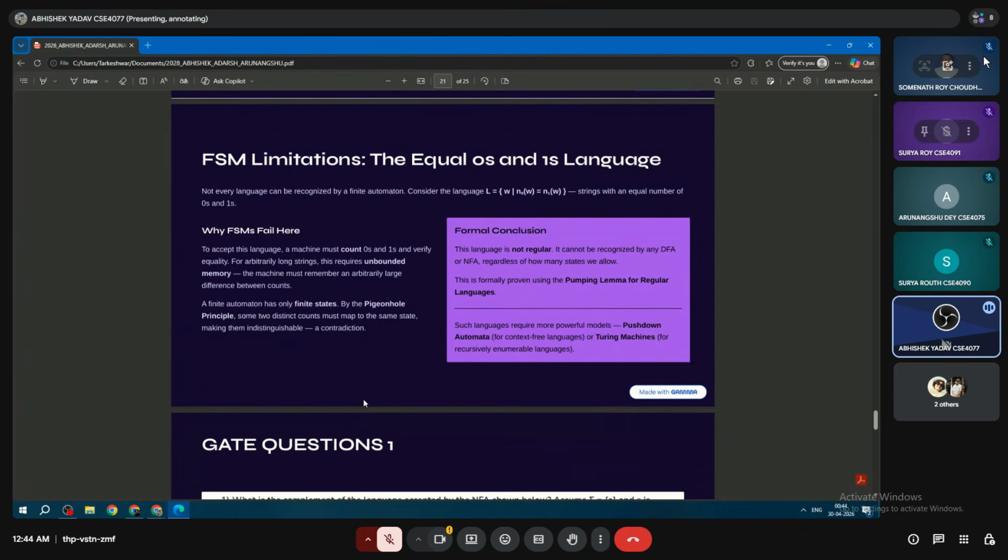To accept this language, a machine must count zeros and ones and verify equality. For long strings, this requires unbounded memory. The machine must remember an arbitrarily large difference between counts. A finite automaton has only finitely many states. By the pigeonhole principle, some two distinct counts must map to the same state, making them indistinguishable, which leads to a contradiction.